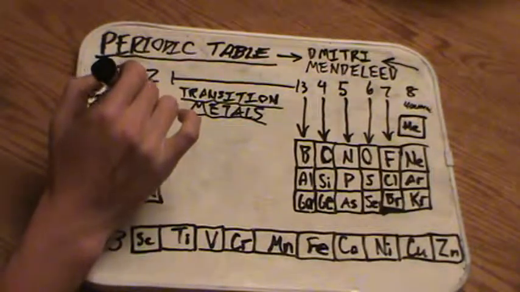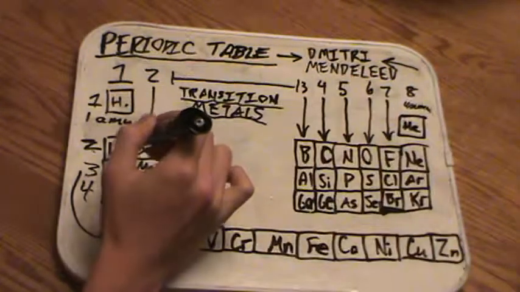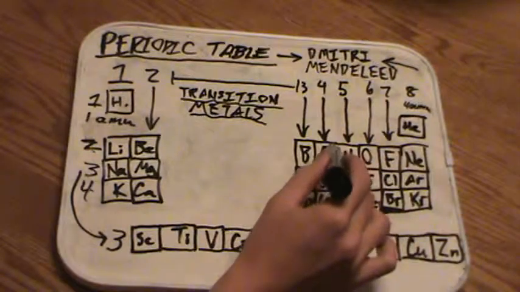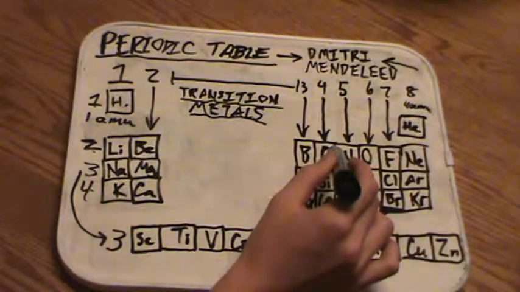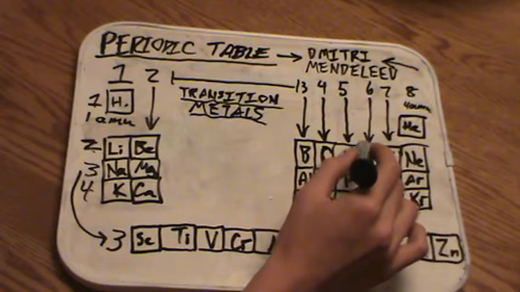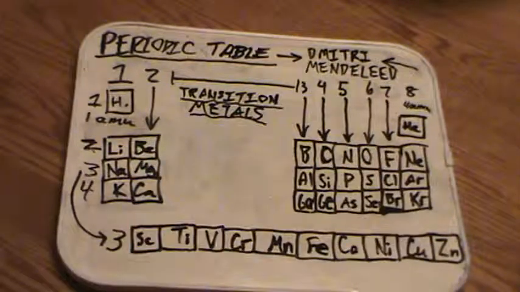So hydrogen will always have 1 proton, helium will always have 2 protons, lithium 3, beryllium 4, boron 5, carbon 6. Carbon is very special, and we will talk all about carbon in a later video. Nitrogen 7, oxygen 8, fluorine 9, and neon 10. And so this is why a man named Moseley decided to organize the periodic table.